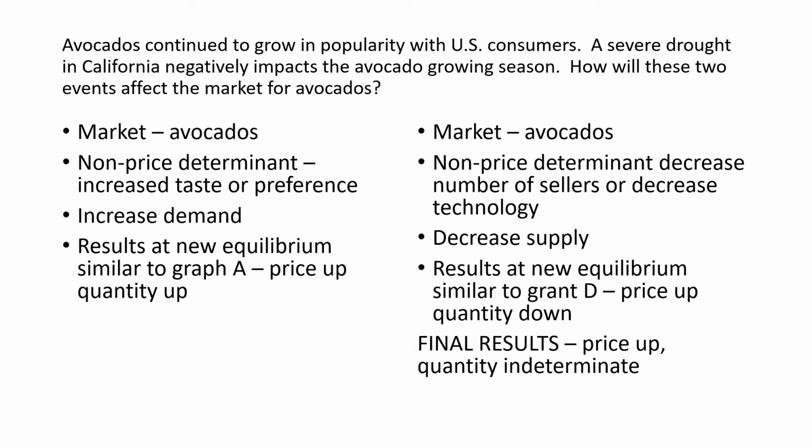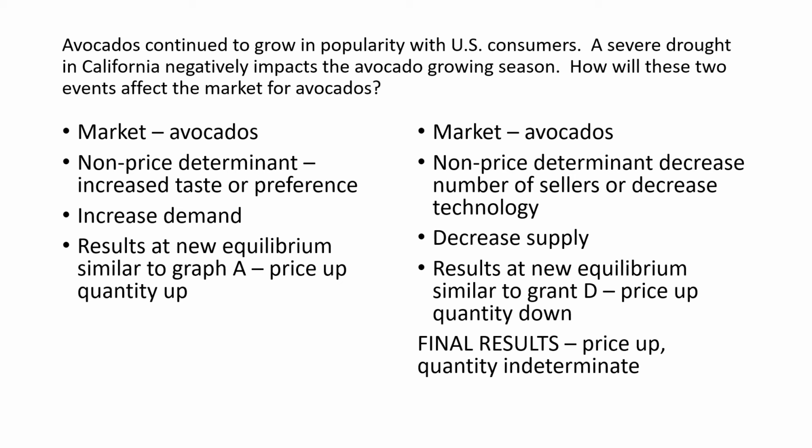How about the change in supply? Again, the market for avocados, non-price determinant, decrease in the number of sellers or decrease in technology. So the bad growing season either reduces the number of sellers of avocados, or you could argue that water is a type of technology necessary for growing, and there was a disruption in that technology. Either of the non-price determinants has the same result, a decrease in supply. The supply decrease at the new equilibrium will be similar to graph D. Price will increase, quantity will go down.